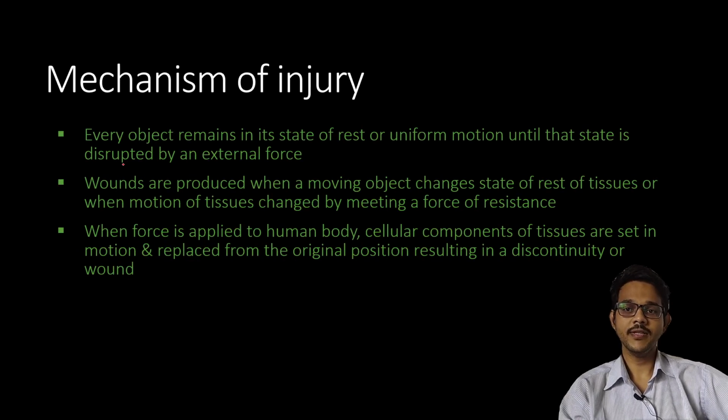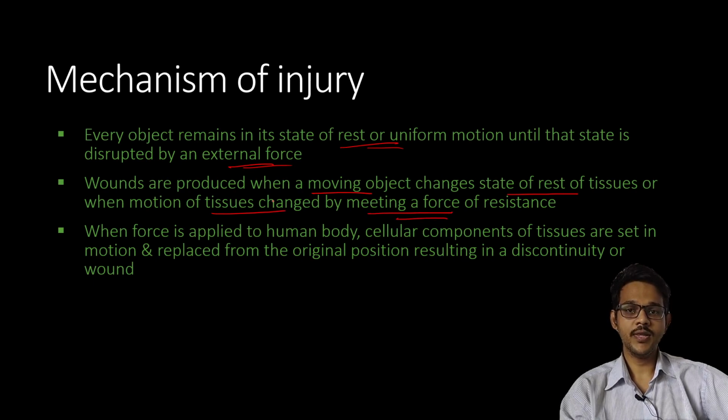Now coming to the mechanism of any injury. Any object remains in a state of rest. This is defined under the law of inertia. Every object has inertia, meaning it remains in a state of rest or uniform motion until it is disturbed by an external force. So wounds are produced when a moving object changes the state of rest of a tissue, or the motion of the tissue changes on meeting a force of resistance.